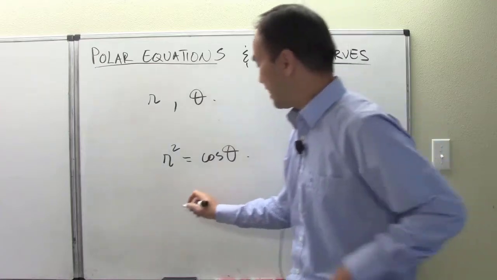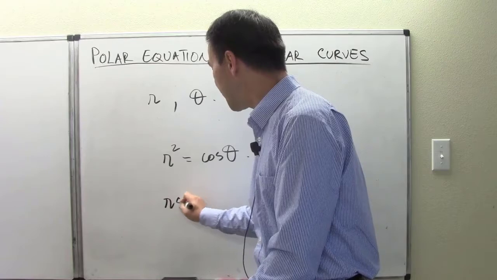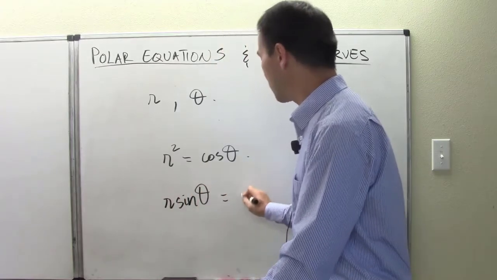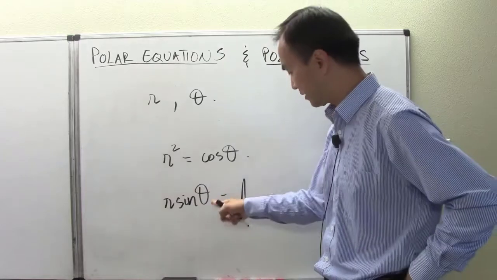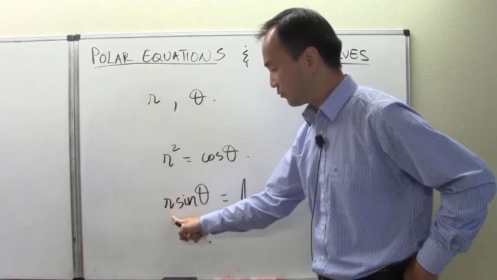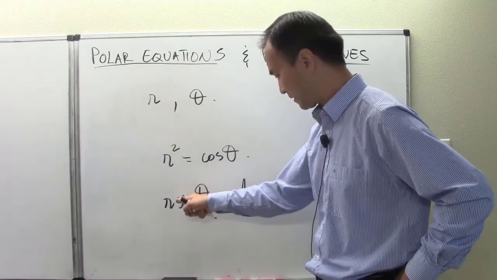Okay, we can have r times sine theta equals 1. It's an equation. It points out a relationship between the two variables. This is the angle variable. We take sine of the angle variable times the radius variable. That has to equal 1.